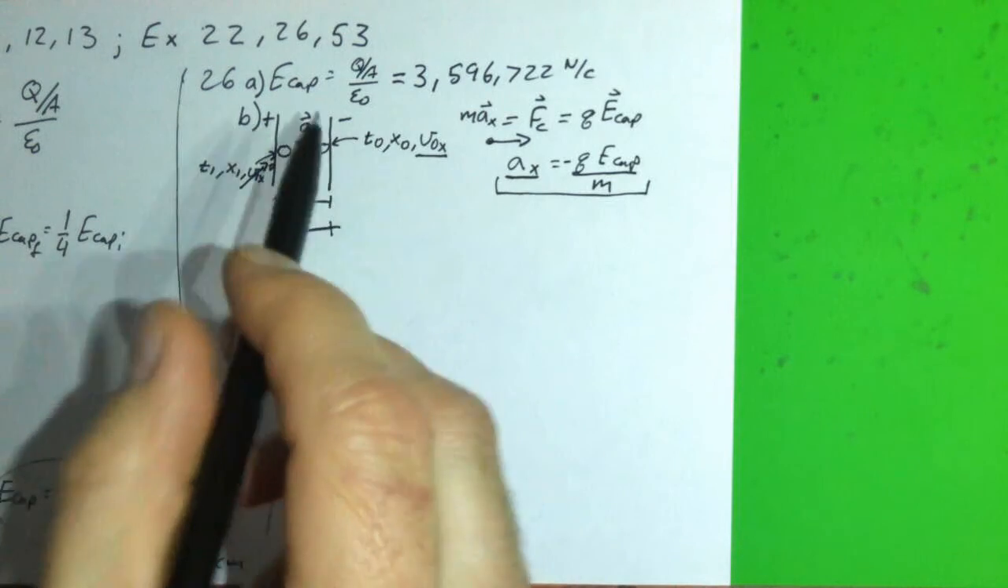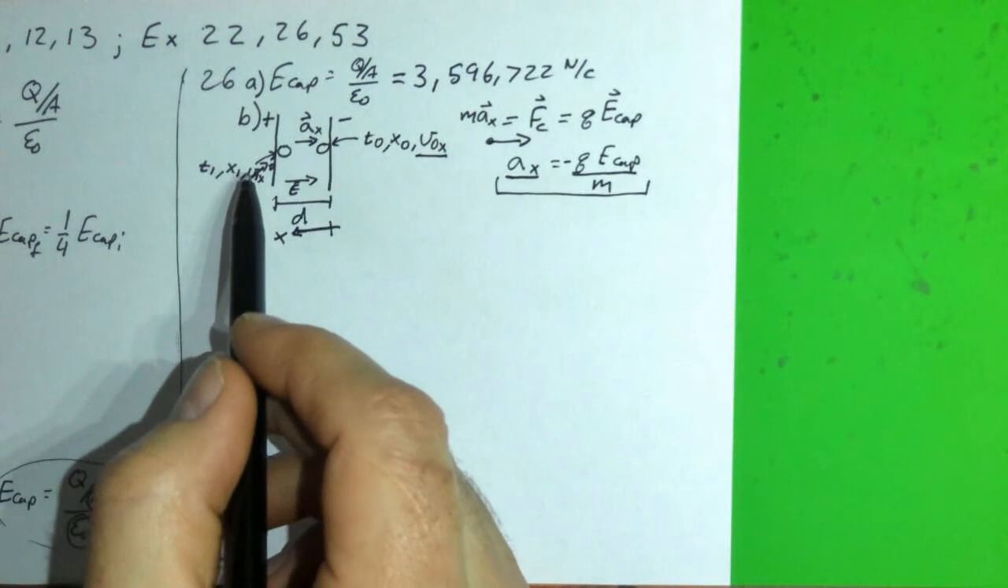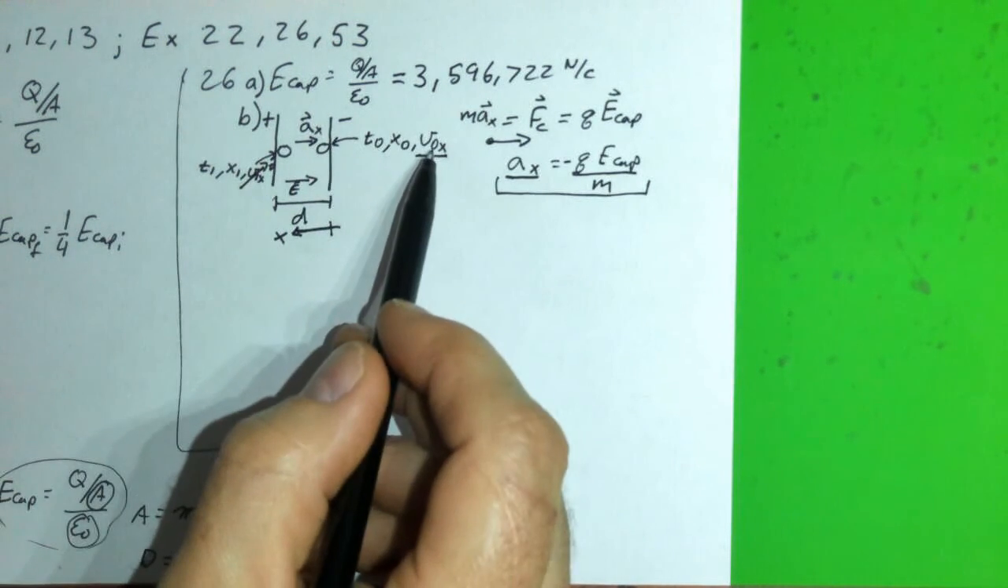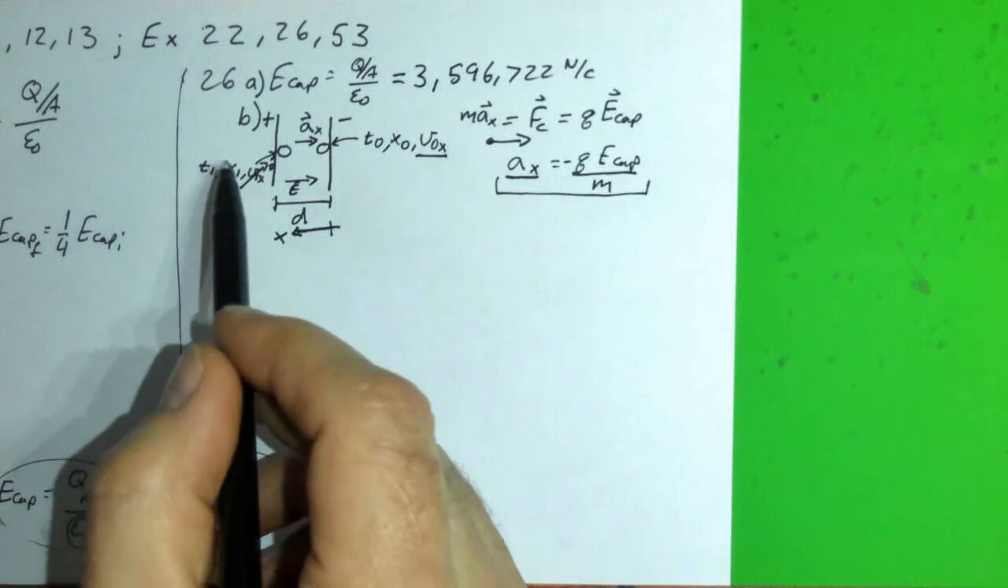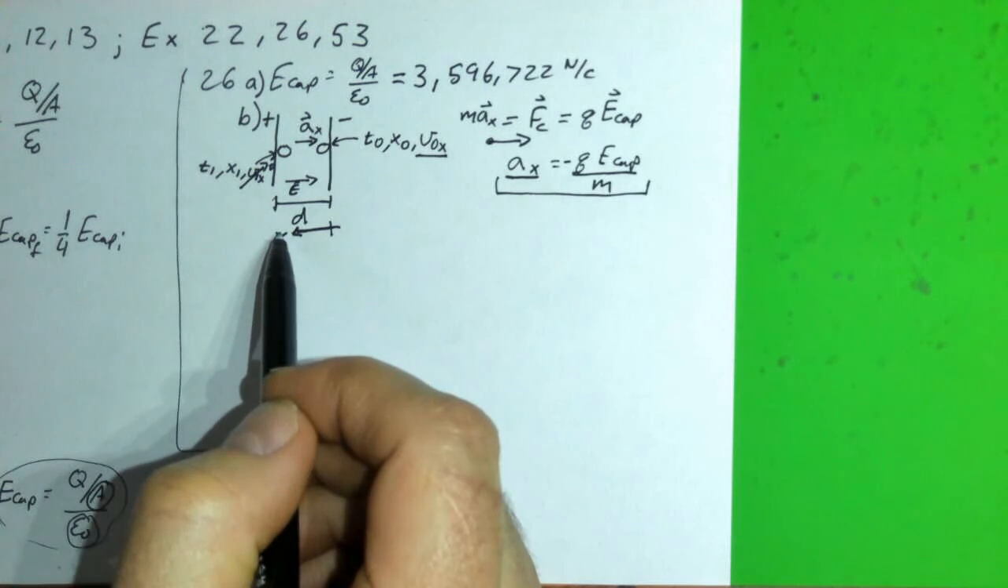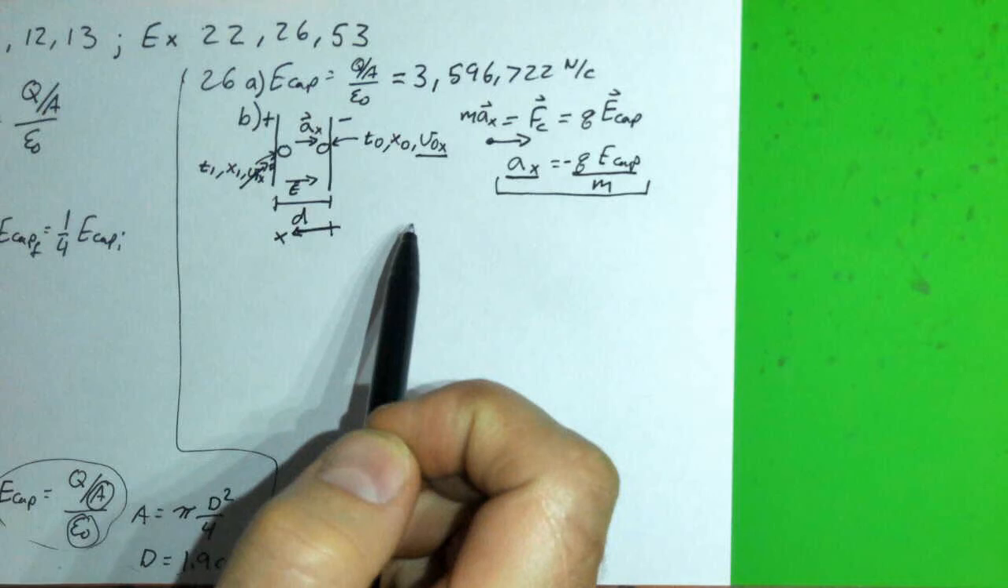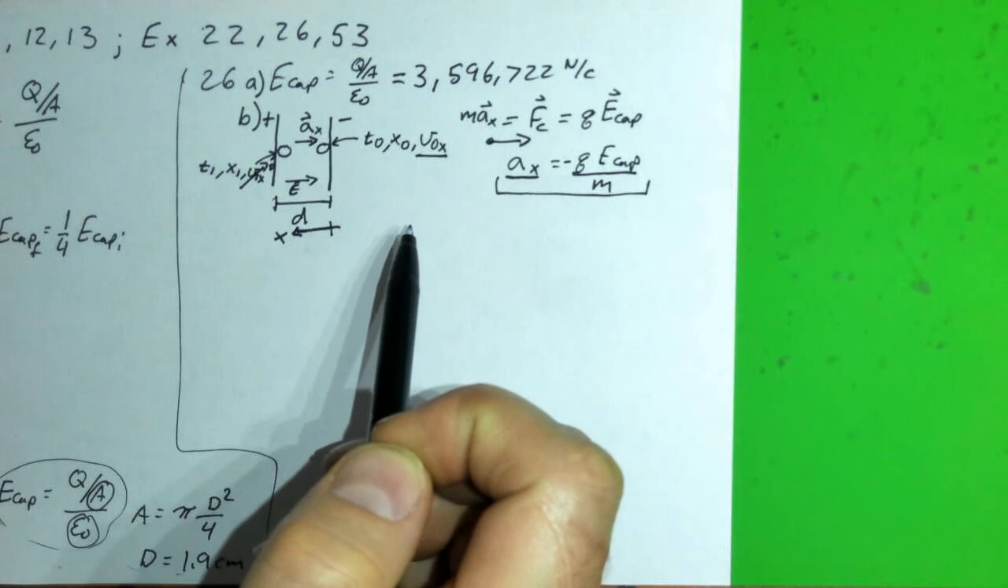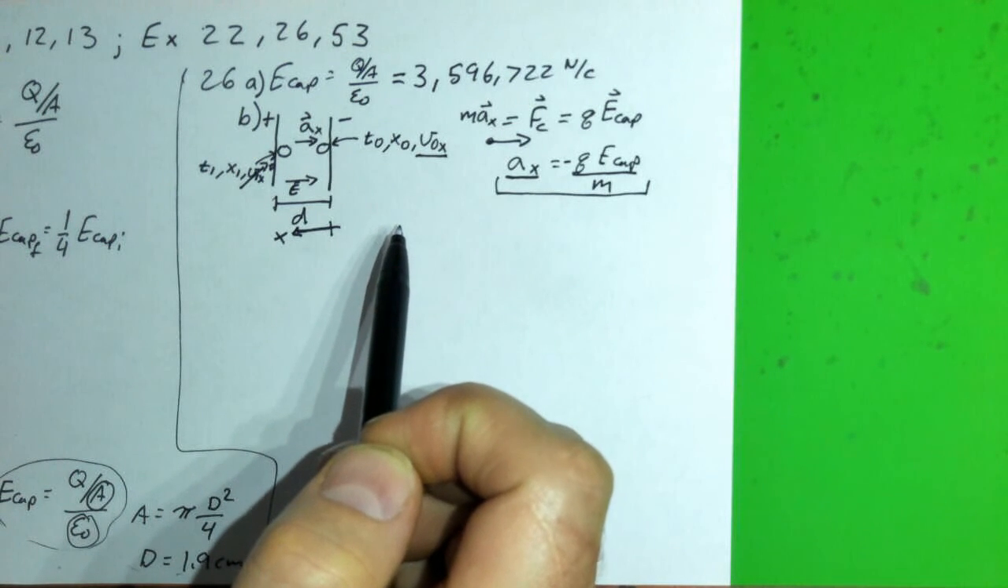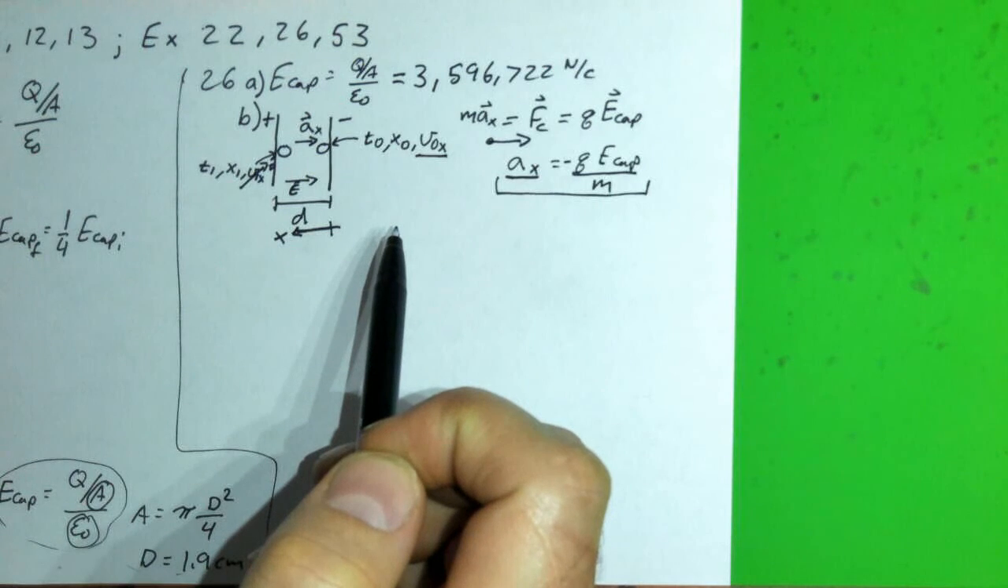So I don't know much about time. I know my final velocity. I'm looking for my initial velocity. I know my initial position. I know my final position. It's a distance d. And I know my acceleration now. So which kinematic equation do you think would help me get that answer the most effectively?